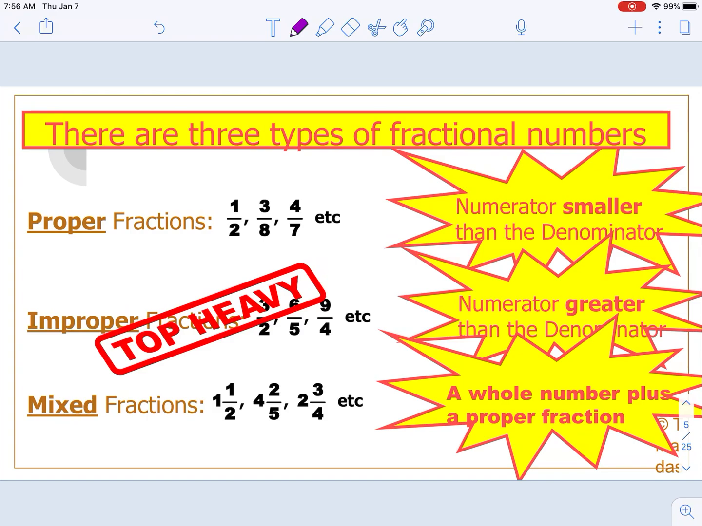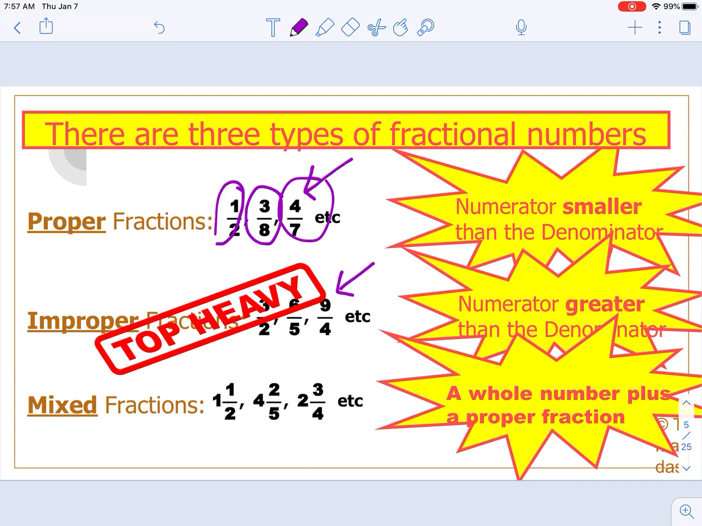All right, so there are 2 types of fractions. A proper fraction, like the ones shown here. The numerator is smaller. So remember, the numerator is the top number. Okay, and in a proper fraction, we have a smaller numerator, a smaller number on top. While improper fractions have a larger numerator.